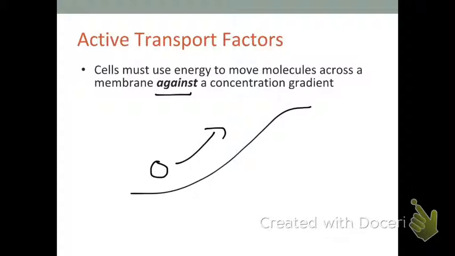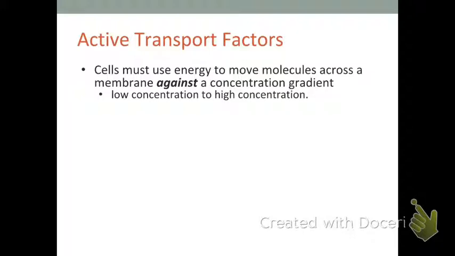Okay? So to get that ball up the hill, we have to expend energy. That's active transport. Because the bottom of the hill is the low concentration, top of the hill is the high concentration. That requires us to spend some energy to get that ball to move against the way it naturally wants to move.